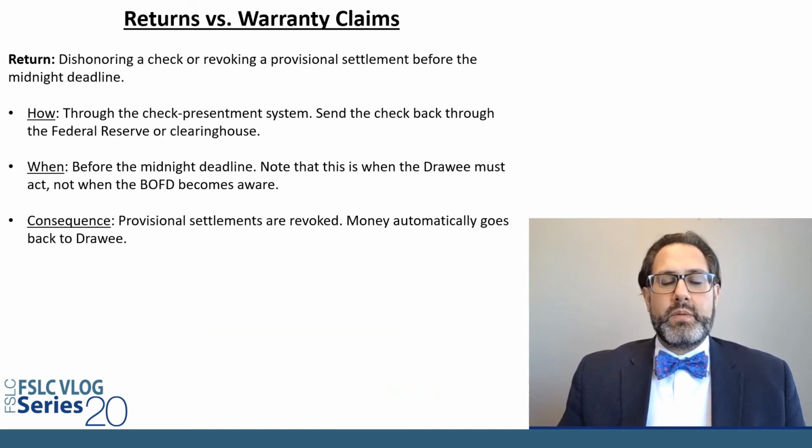It is important here to note the difference between a return and a warranty claim. A return in the banking law terminology is the dishonoring of a check or the revoking of a provisional settlement before the midnight deadline. This is done through the check presentment system, so the check is simply sent back through the Federal Reserve or through the clearinghouse. This has to be done before the midnight deadline, and the consequence here then is that the chain of provisional settlements is revoked and the funds automatically go back to the drawee bank.